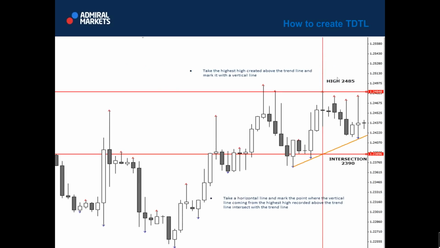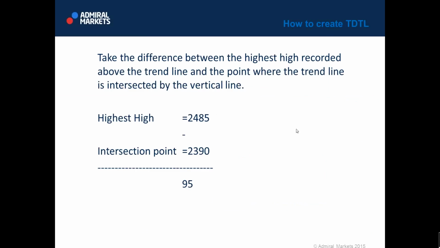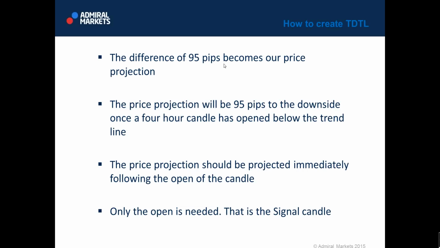So we took the high within the trend line, 24.85, then the intersection point, which is 23.90, and we just subtract the intersection point from the highest high to get the first step to the price projection. It's 95. Okay, that is called the difference. The difference of 95 pips becomes our price projection. Okay.